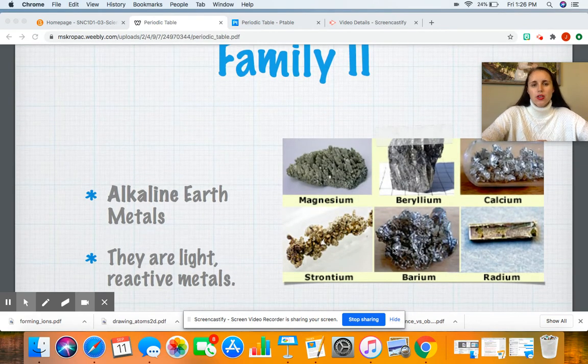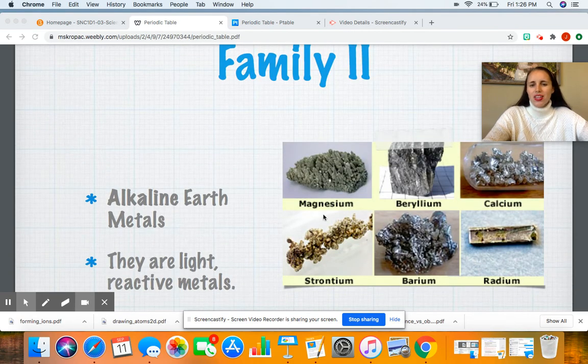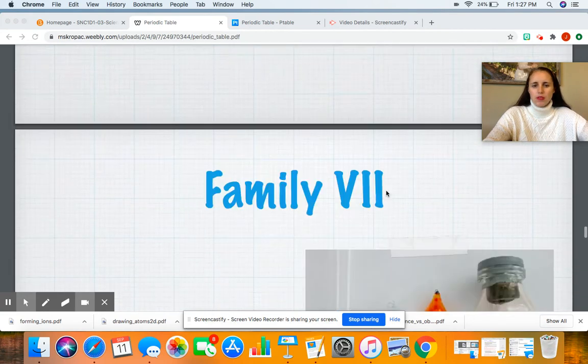Family 2 is our alkaline earth metals. Our alkaline earth metals are light and reactive. They have 2 valence electrons. You can see they look a little bit different. They vary a bit more than the alkali metals. You have magnesium, beryllium, radium, barium. So they still all look like metals. They're shiny, they're lustrous, but they look a little bit different.